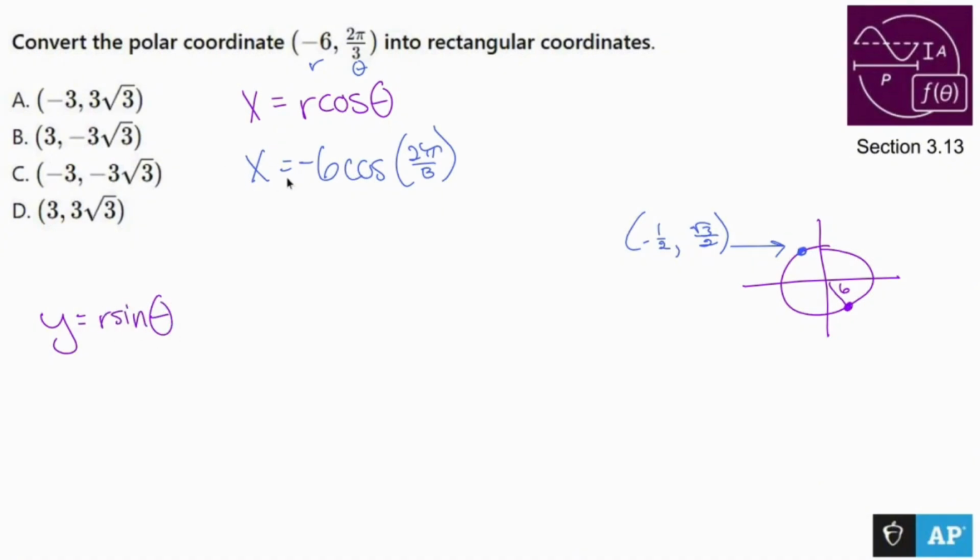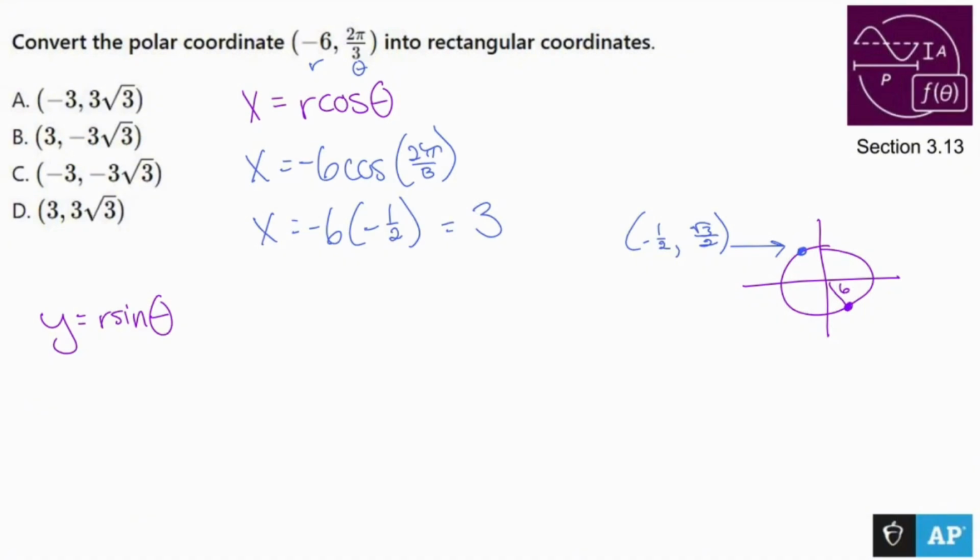All right, back to x. x is -6 cos 2π/3. Cos is the x value. The x value for 2π/3 is -1/2. So x is going to equal -6 times -1/2. Last time I checked, negative times a negative is a positive, and half of 6 is 3.